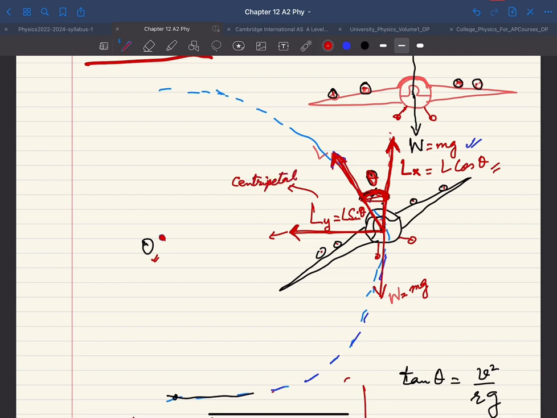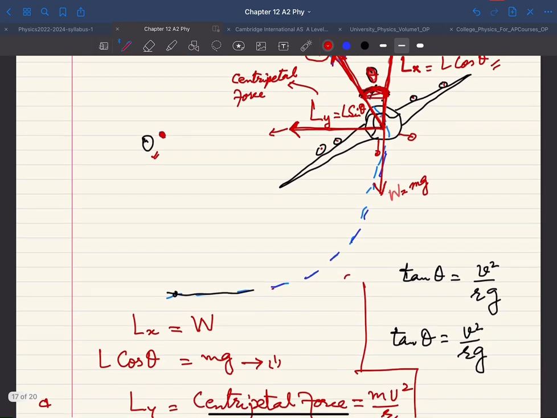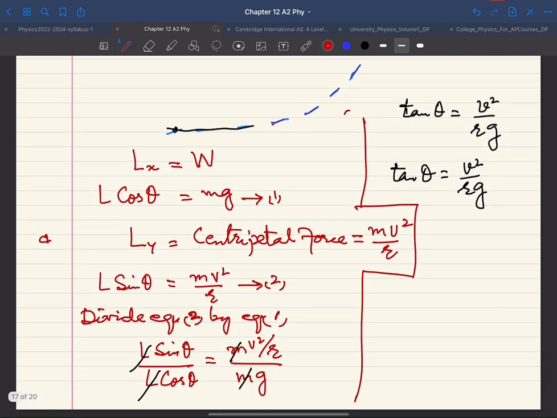Here you have the centripetal force, and as we have already discussed, different forces can act as centripetal force. In this case, the LY, the component of the uplift, is towards the center of the circle, and this LY is acting as a centripetal force. Now a little mathematics. We have that LX is equal to W, which is mg, and LX is nothing but L cos theta, which is equal to mg.